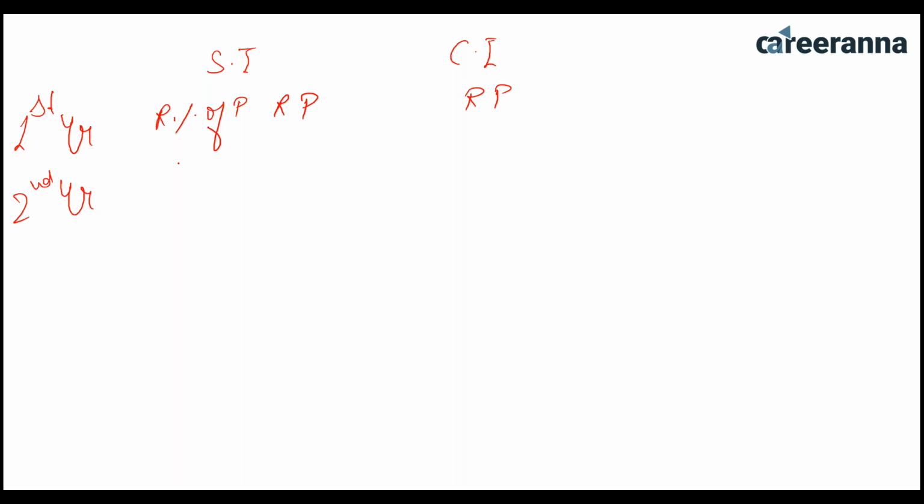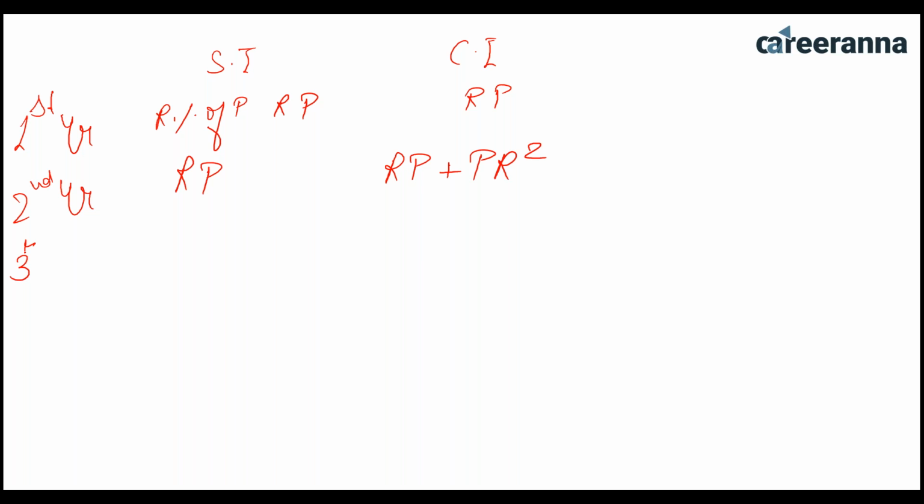So first year, second year. SI, CI again. First is R% of P, that is RP. It is again RP. It is again RP. It is what? RP plus PR square, right? Now just for third year, remember this thing.